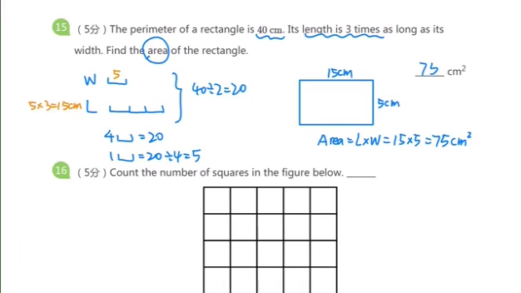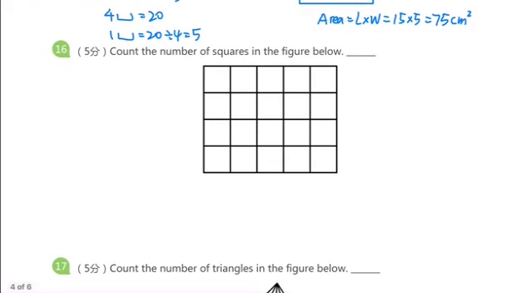And now let's move on to question 16. Count the number of squares in the figure below. So here we're focusing on counting shapes, and this time we're counting squares. So remember, we start from the 1 by 1 square. So in a row we have 1, 2, 3, 4, 5. So we have 5 in a row. And how many rows like that? We have 1, 2, 3, 4. We have 4 rows like that. So we use 5 times 4.